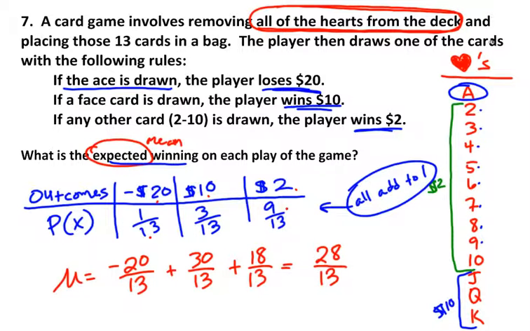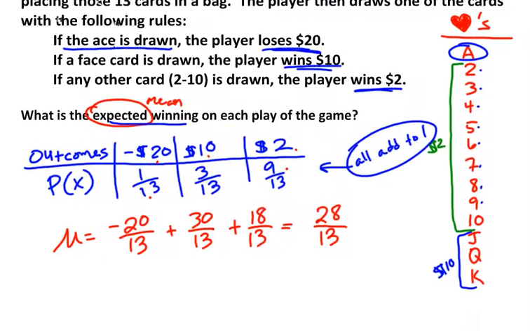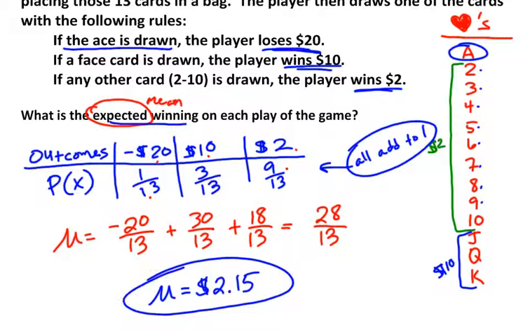Well, we don't want our answer to come out in a fraction because we're talking about the amount of money that we're winning. So we're going to rewrite that as a decimal in terms of money. So this means that our mean is 28 divided by 13, and that's going to give us what would round off to be $2.15. Now what that is saying is, if I played this game many times, it would average out that I won $2.15 every time that I played it.